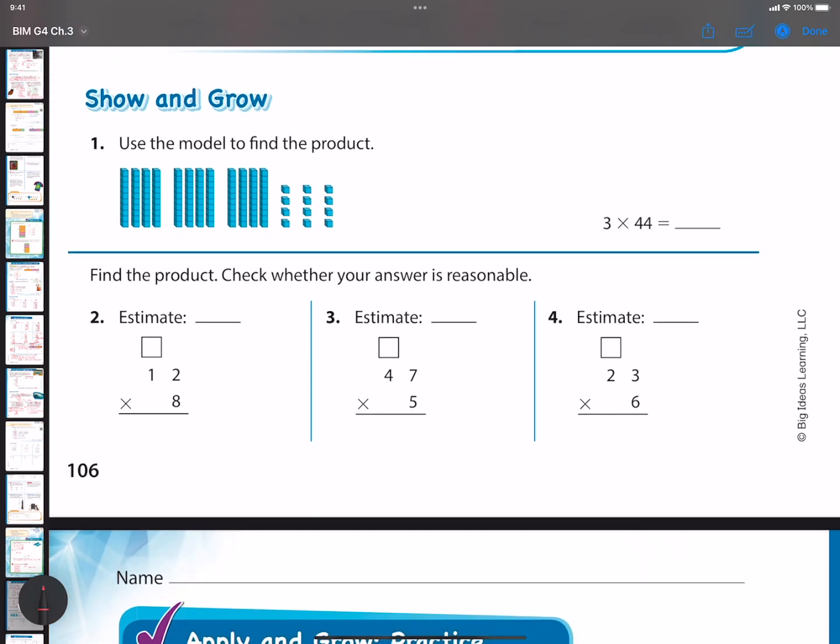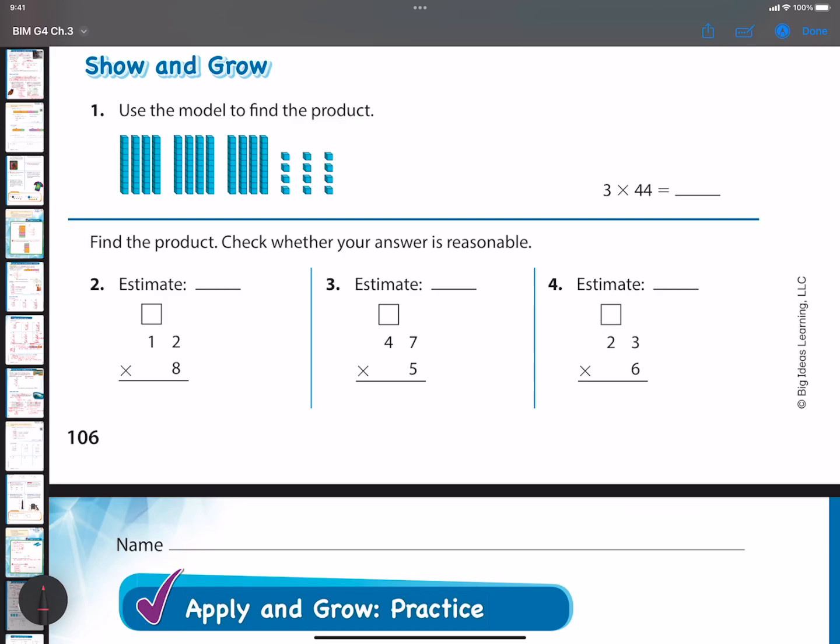All right, use the model to find the product. 3 times 44. So here, look at this. 1, 2, 3, 4 tens, right? And 1, 2, 3, 4 ones. So that's 44. How many 44s are needed? Yes, 3 groups of 44.